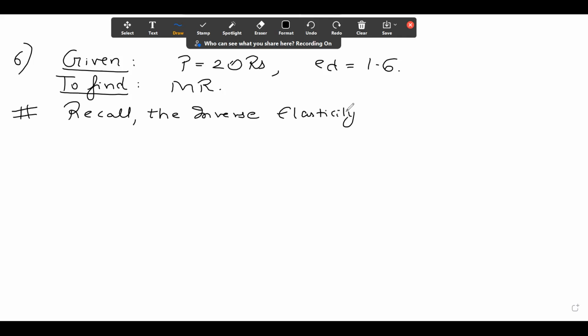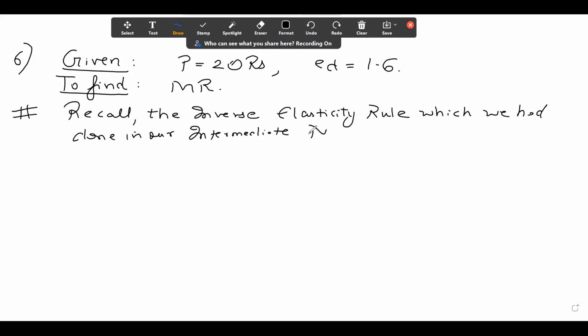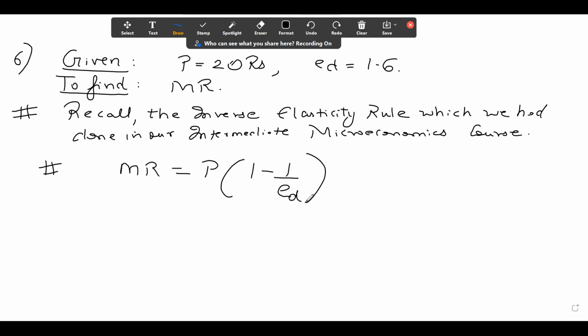Recall the inverse elasticity rule, which we had done in our intermediate microeconomics course. Okay, so we had done the inverse elasticity rule. We have even done this in our mathematical methods for economics course. So all students can recall the formula. What was the formula? Marginal revenue is price times 1 minus 1 upon elasticity of demand. We had derived this particular equation in our microeconomics course.